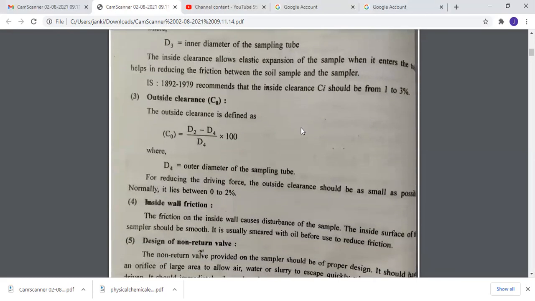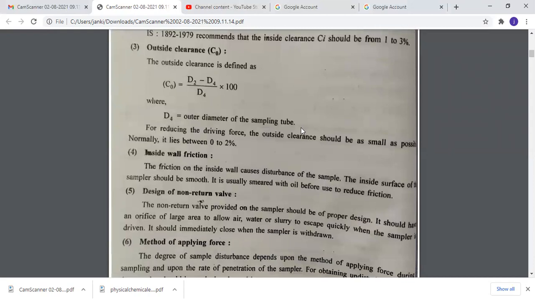Next term is outside clearance, which is known as Co, right? Its equation is D2 minus D4 divided by D4, multiplied by 100, where D4 is equal to the outer diameter of the sampling tube. Okay, so for reducing the driving force, the outside clearance should be as small as possible. So normally it lies between 0 to 2%, right?